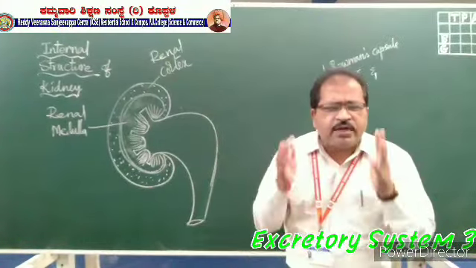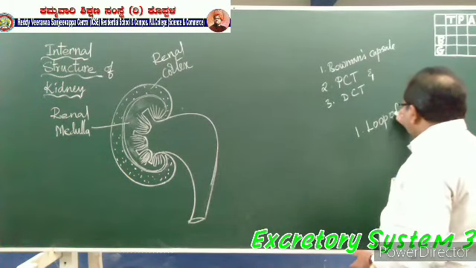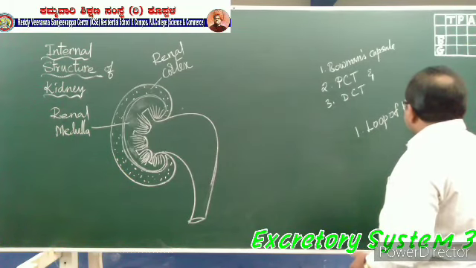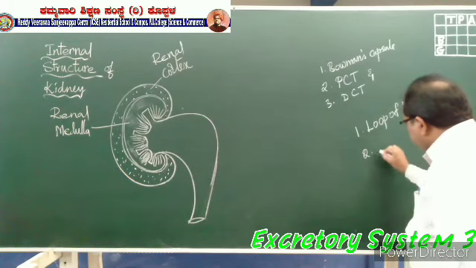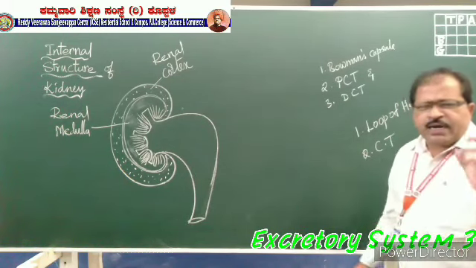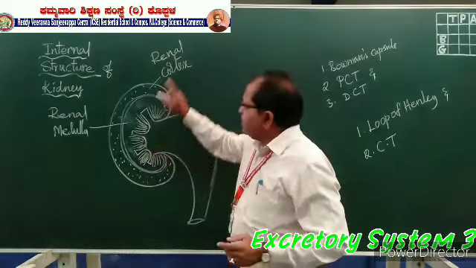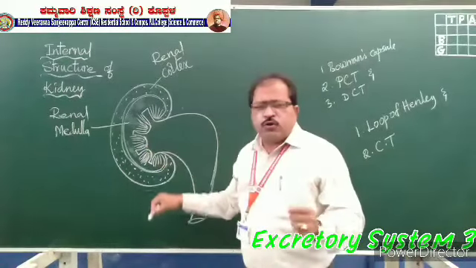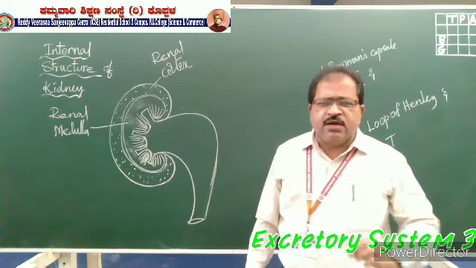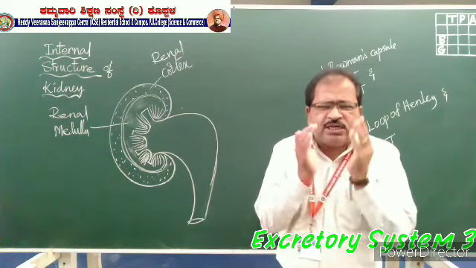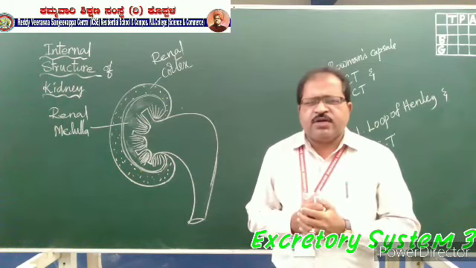And the next ones, the loop of Henle and the collecting tube, these two are present in the medulla of the kidney, the renal medulla. So it has a striped appearance, and it is also light red in color.